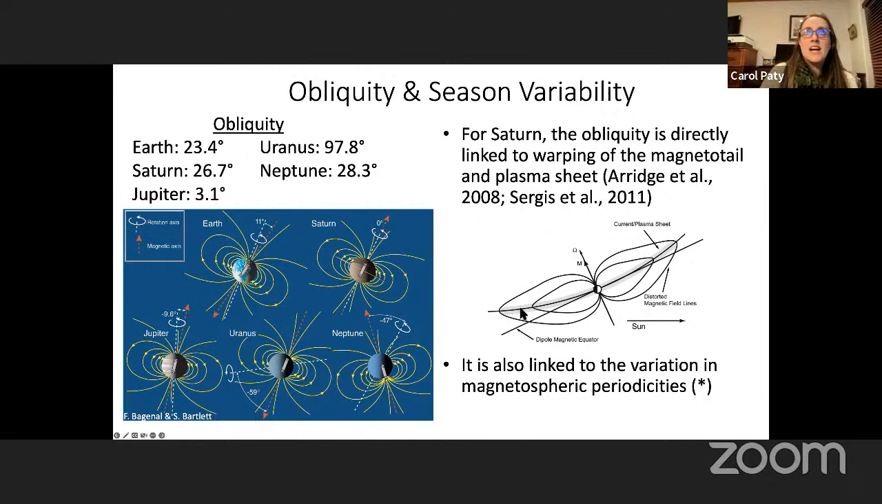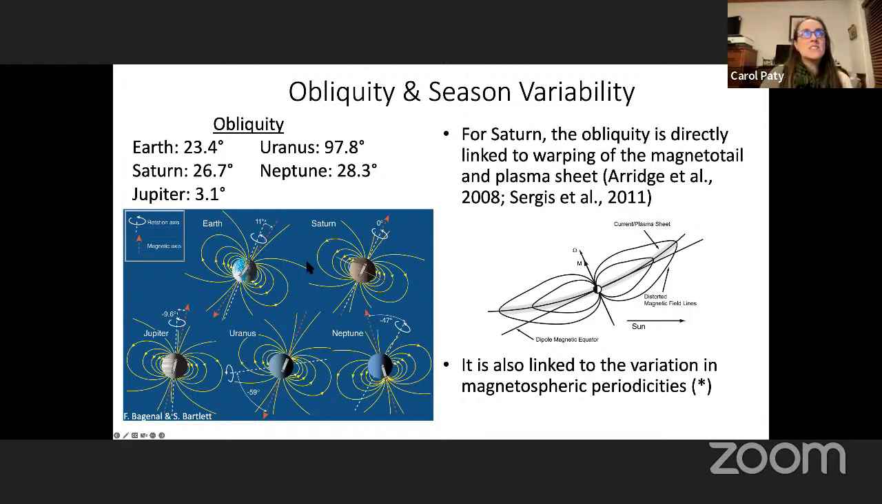And what happens is the sun basically pushes up on the magnetic equator and creates a bowl shape at Saturn. And that bowl shape is seasonally sensitive because it depends on which way the rotation axis is pointing relative to the sun direction. And so we had this in our arsenal of pictures of how magnetospheres respond to tilt and obliquity.